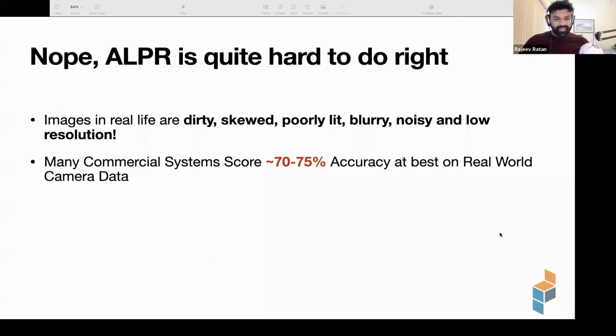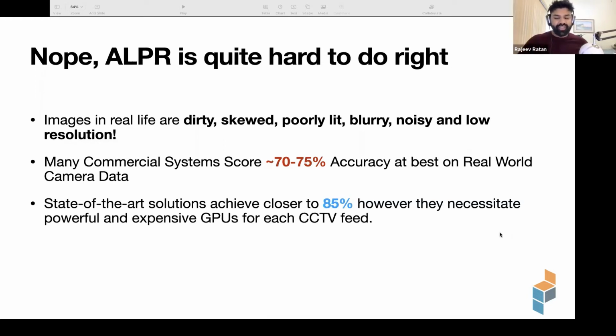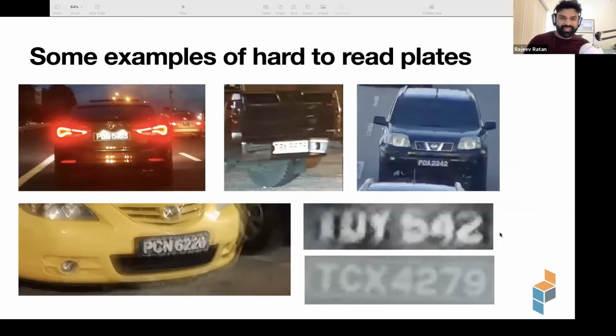And right now, even the best commercial systems score between 70-75% accuracy on this real-world camera data, which is good, but not good enough. And some of the top state-of-the-art solutions I've been checking out score upwards of 85% on their test data. I don't know if that's on real-world camera data. That's just what they use for their test sets. But even then, you still require expensive GPUs because they're running pretty deep CNNs and other detector networks to get this accuracy.